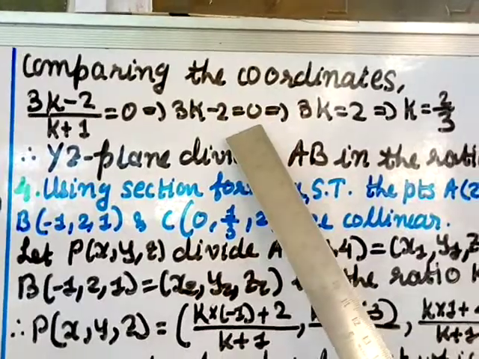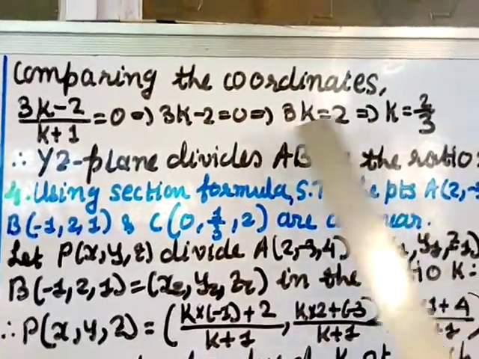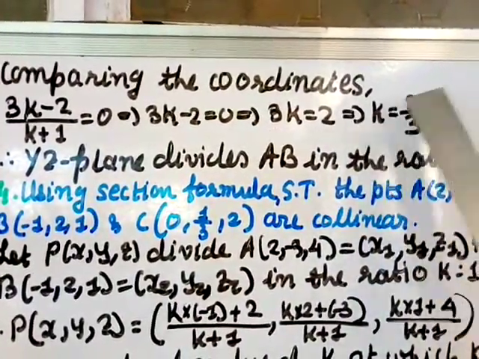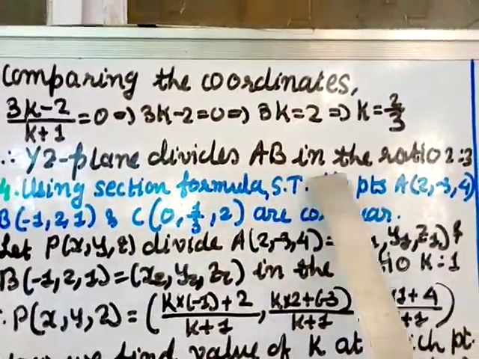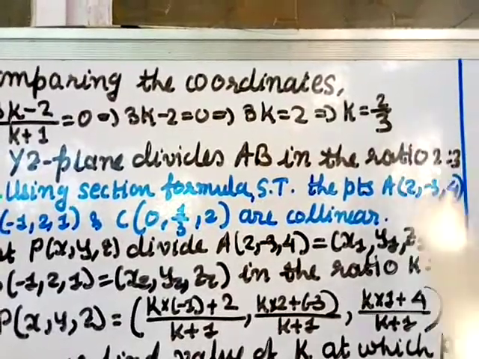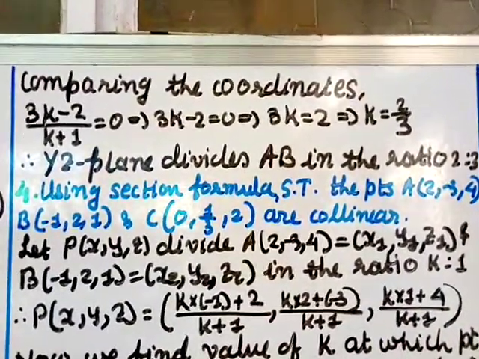-2 transfers over here and becomes +2, so 3k = 2. Now 3 transfers to the denominator, so the k value is 2 by 3. That means the YZ plane divides AB in the ratio 2:3. Okay, 2:3. So that is the solution for question number 3.